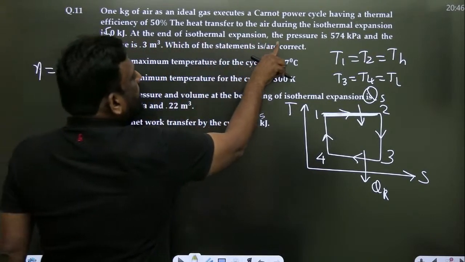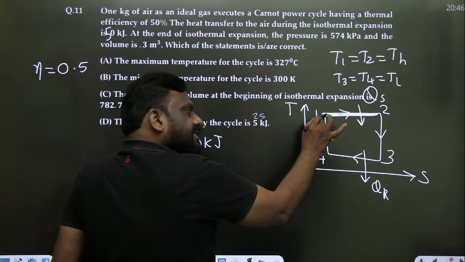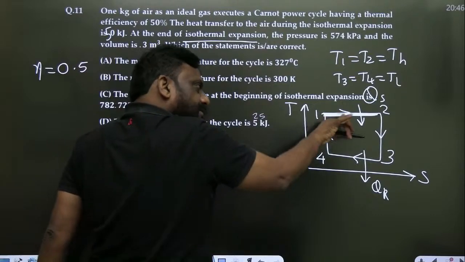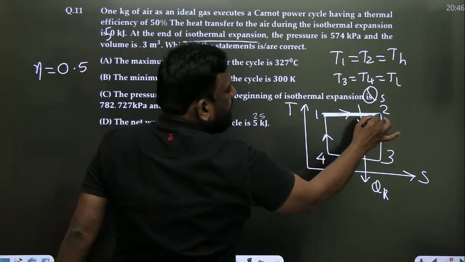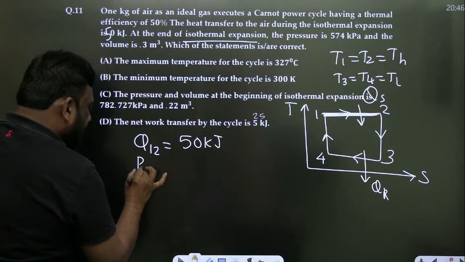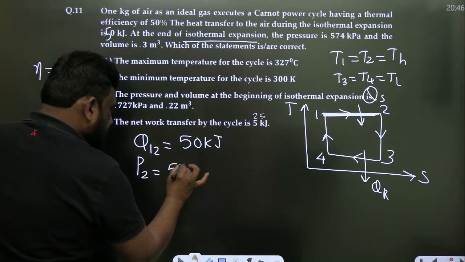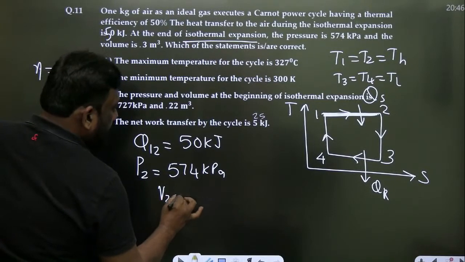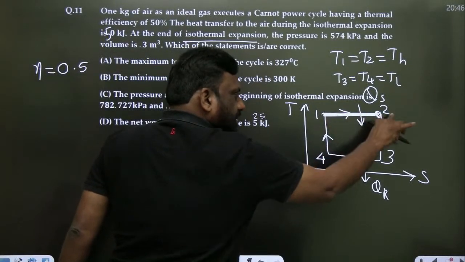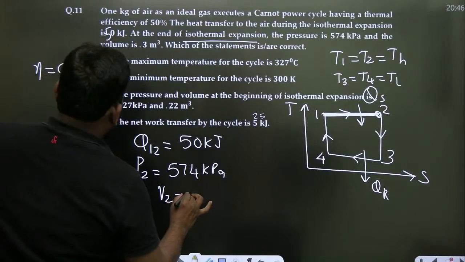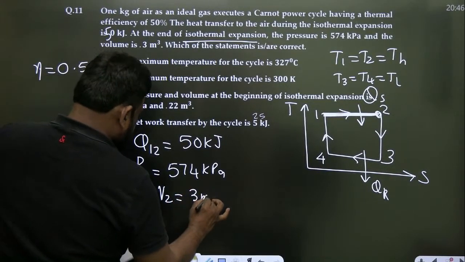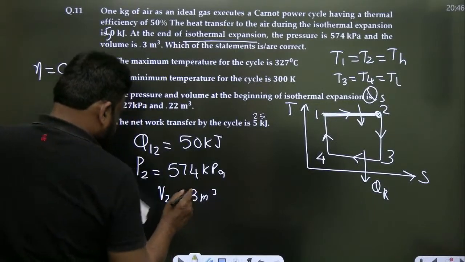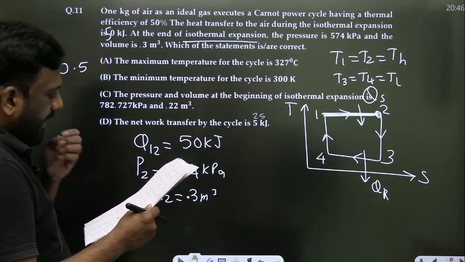At the end of expansion, देखो, this is isothermal expansion. The pressure after isothermal expansion is 574 kilopascal. And the volume is also given at the end of expansion. कितना दिया? Volume at 2 is 3 meter cube. ठीक है सर. Is it 3? एक बार मैं चेक कर लेता हूँ सर. No, it is 0.3. ठीक है सर. और क्या बोला है?